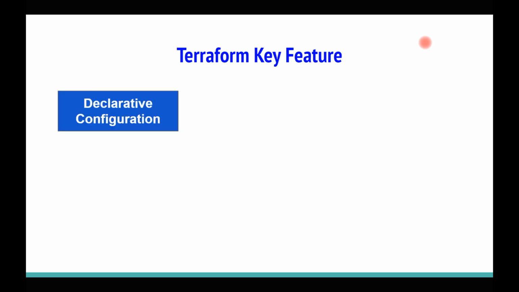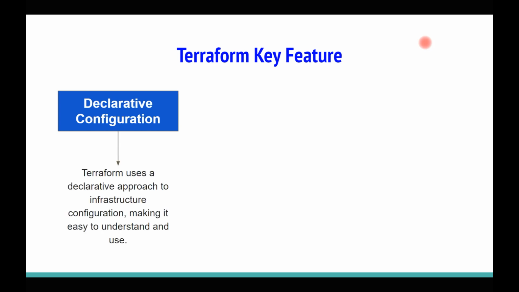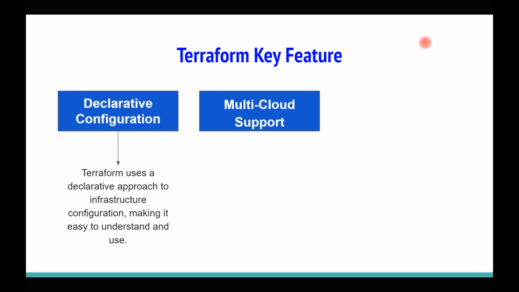So Terraform provides many features, but these are the core key features we can say. First feature is declarative configuration. That means Terraform uses a declarative approach to infrastructure configuration, which makes it easy to understand and use. So whatever we want to do with Terraform, we can define it in the configuration file. Next, it provides multi-cloud support. Yes, Terraform supports multiple cloud providers like Azure, AWS, GCP, and others, which gives users flexibility and helps them eliminate vendor lock-in if they have any.